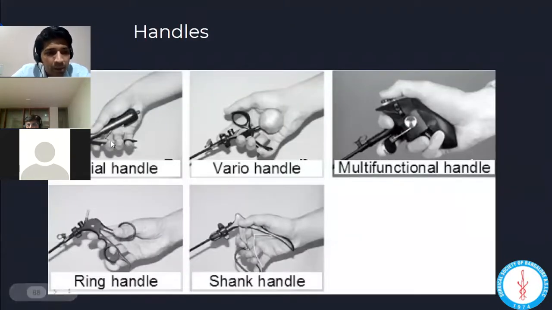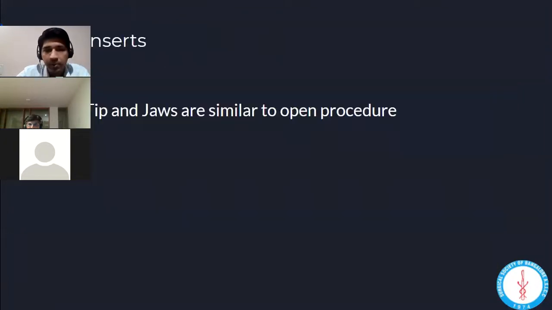Now there are various types of handle. You have the axial handle, which goes along the length of the instrument, or you have a pistol handle like this, where it is at an angle. For example, this instrument is a pistol. It's like how you hold a gun. It's like a pistol handle. Ergonomically, they say the pistol handle is better than the axial handle.